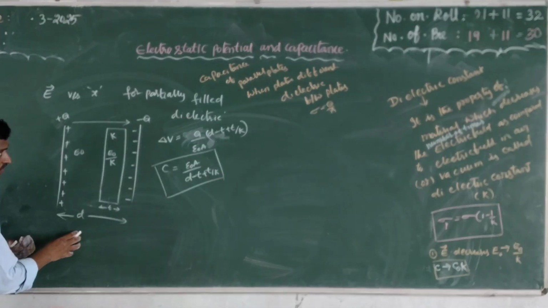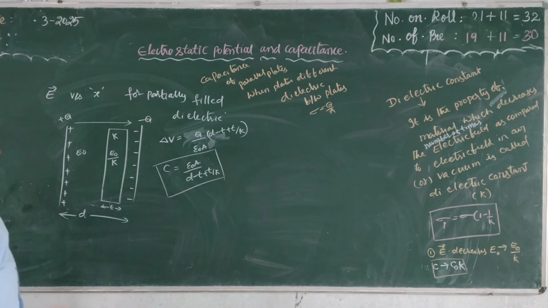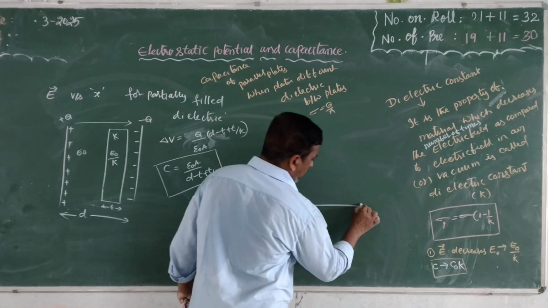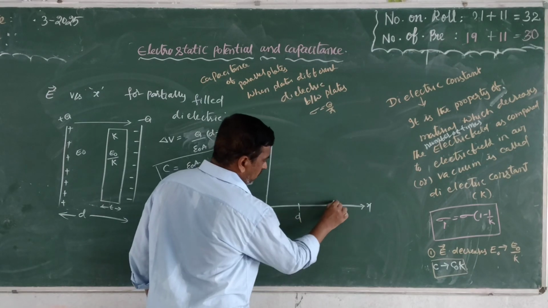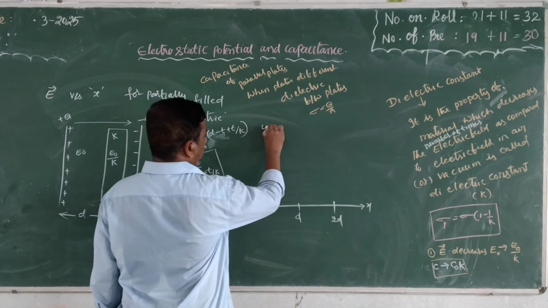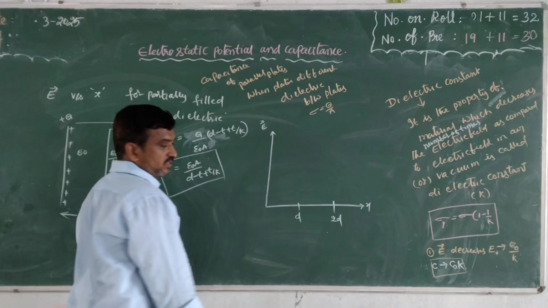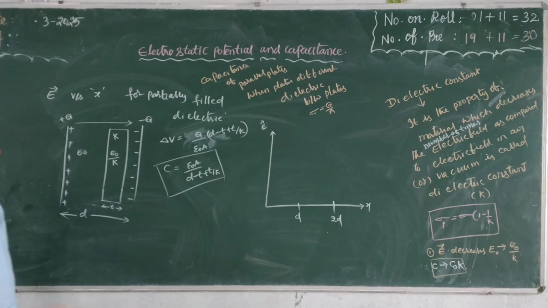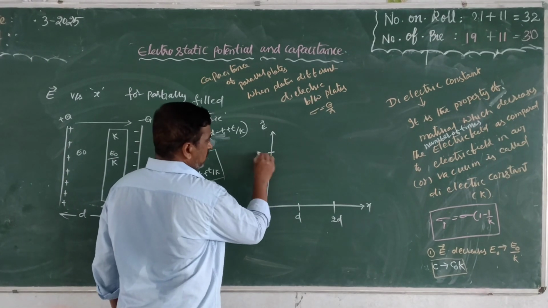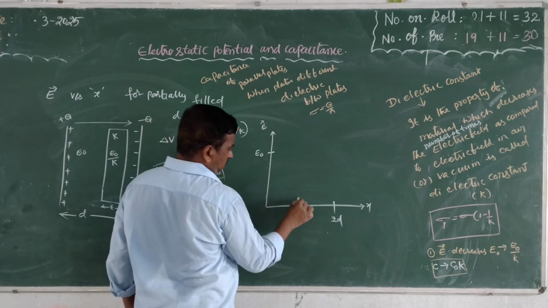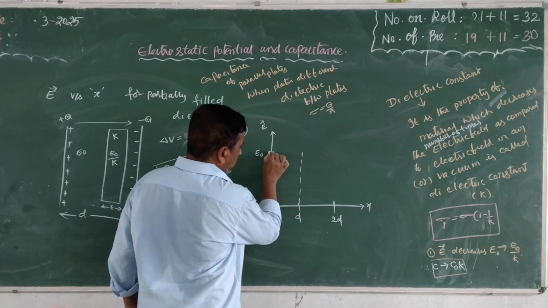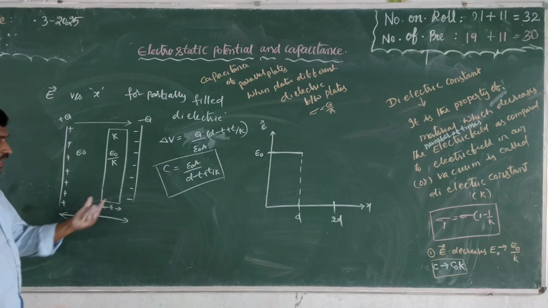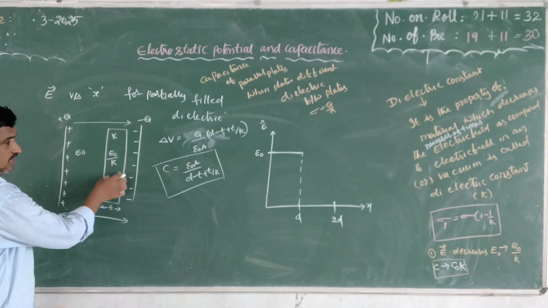We want to draw the graph between electric field and X. I write here X, here D, here 2D. On the y axis electric field, on the x axis distance. Here the electric field is E naught, the maximum, up to D distance. It is the electric field for the air medium. Now in the dielectric, the electric field decreases K times.